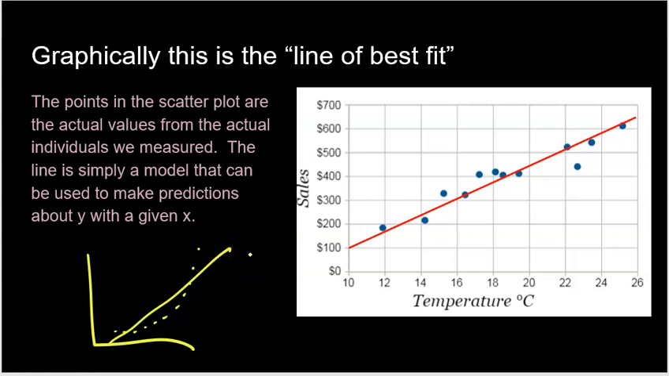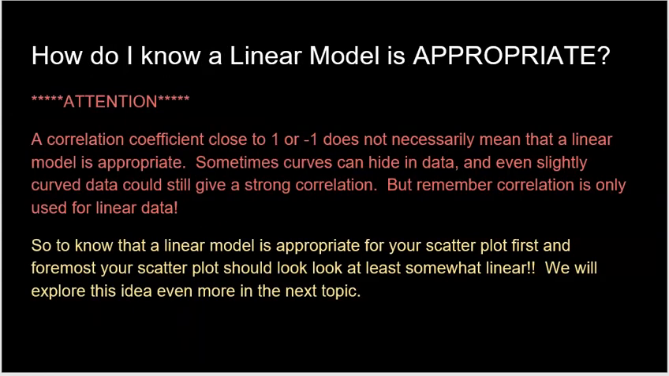A lot of times kids want to jump to correlation. They want to say, yeah, the correlation is strong, it's 0.9, let's go ahead and make a line. Well, like I mentioned, just because your correlation is close to 1 or -1 does not mean that a line is appropriate, because sometimes there could be a curve, and a curve can still give you a good correlation. But remember, we stressed in the last topic that correlation is only used if your data is linear. I don't care if you find correlation for curved data; you wouldn't use it if the data is curved.